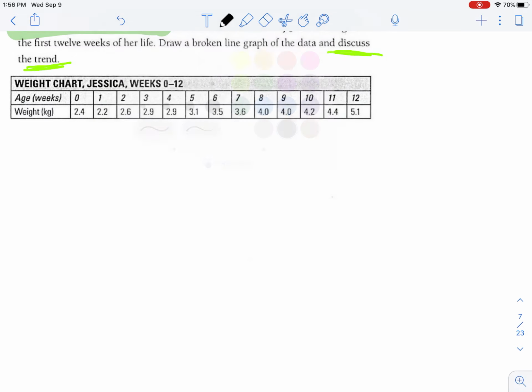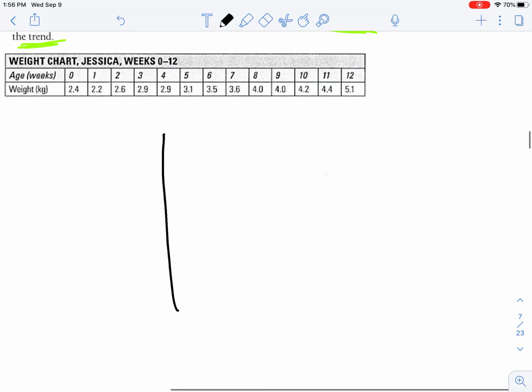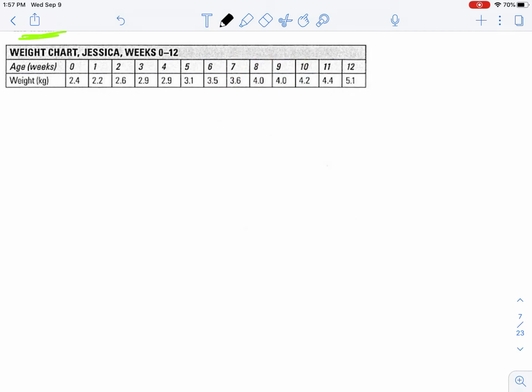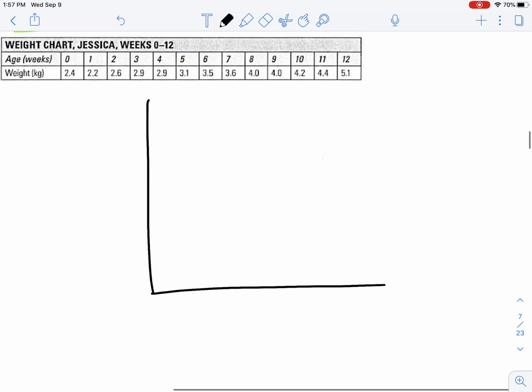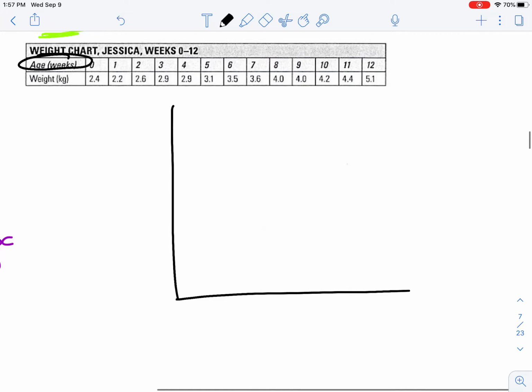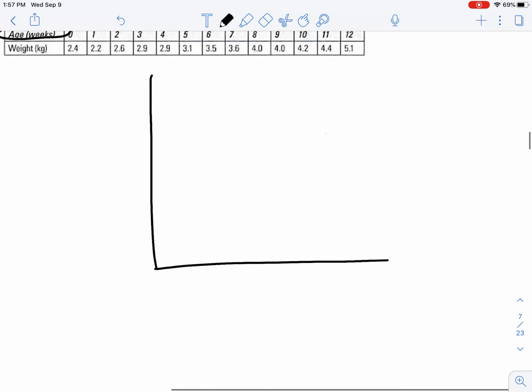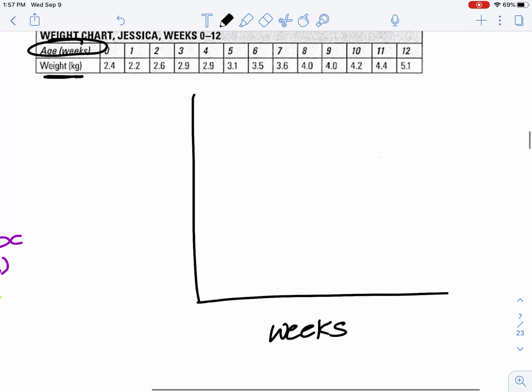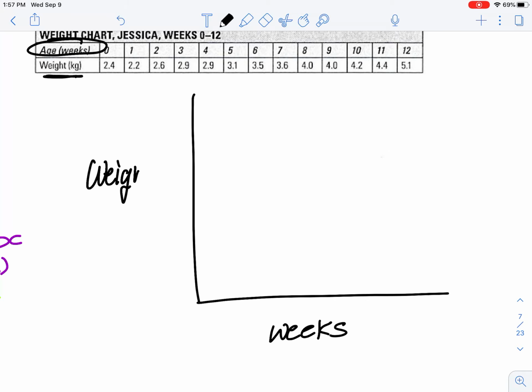So again, we're going to start with, and usually you want to use a ruler. I wonder if I have a ruler here. No, I don't. That's okay. You are going to set up your X and Y axis. And remember, if you're dealing with time, it's always the X. Weeks is a measurement of time, so I'm going to put weeks here on the bottom. That makes this the dependent variable, so I'm going to write my weight, and that's in kilograms.